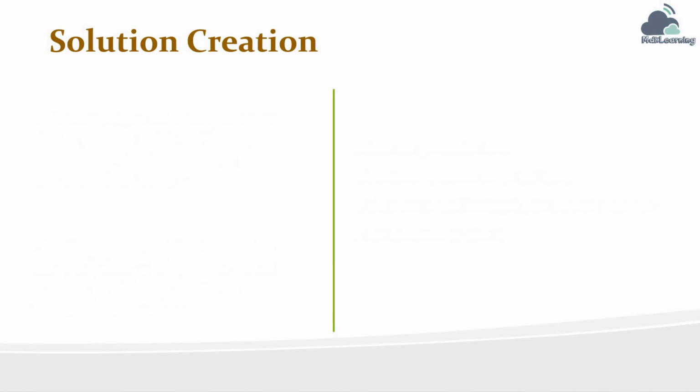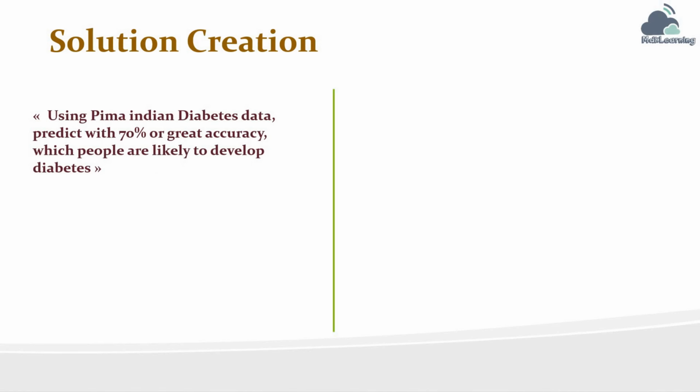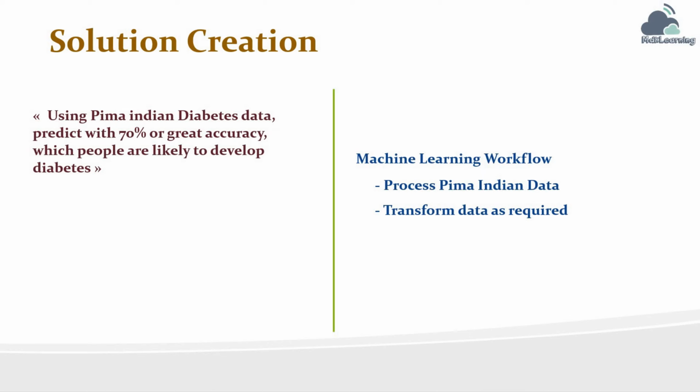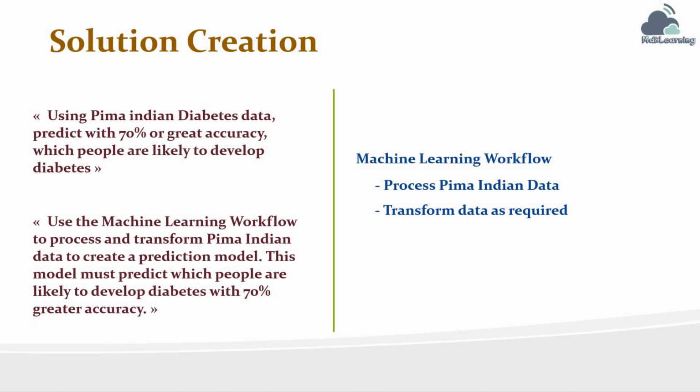It is always useful to put down on paper how you're going to approach the problem. With machine learning, I like to put down the general steps. For our solution, these are: use the workflow, process the Pima Indian diabetes data, transform data as required. This changes our solution statement quite a bit. The statement is now, use the machine learning workflow to process and transform Pima Indian data to create a prediction model. This model must predict which people are likely to develop diabetes with 70% or greater accuracy.